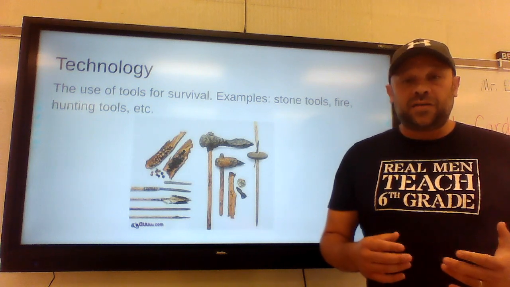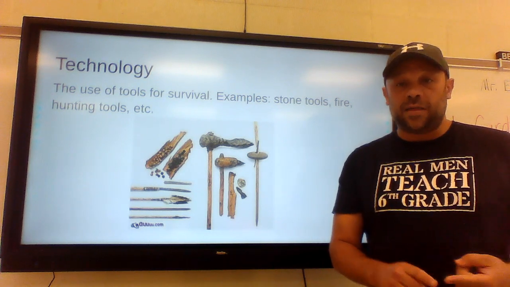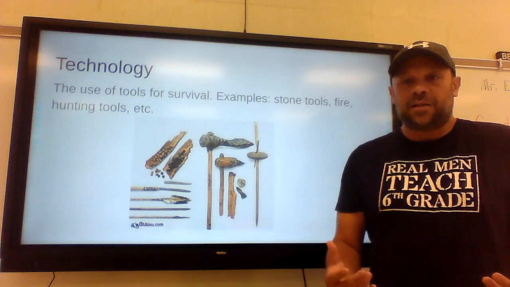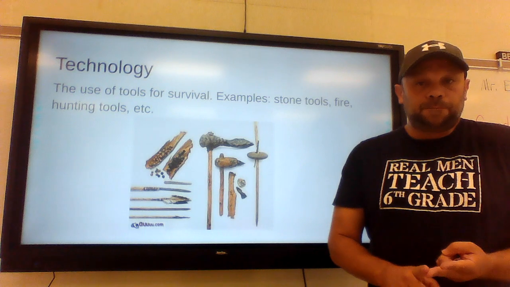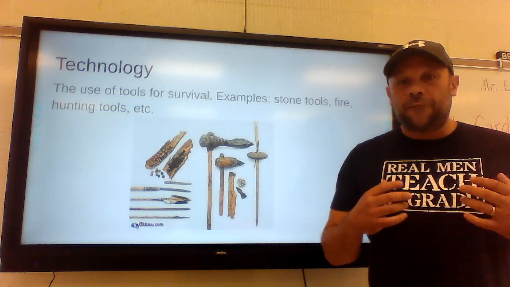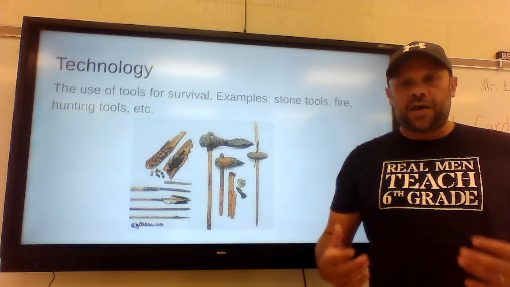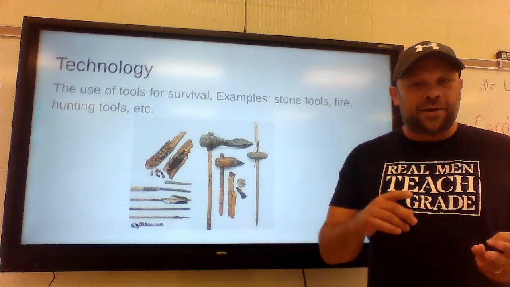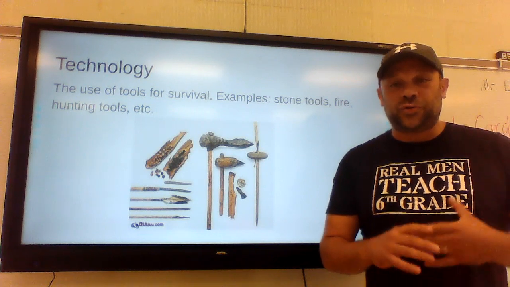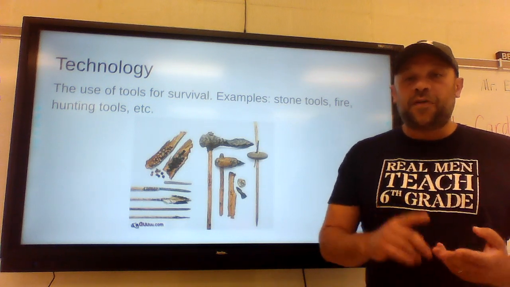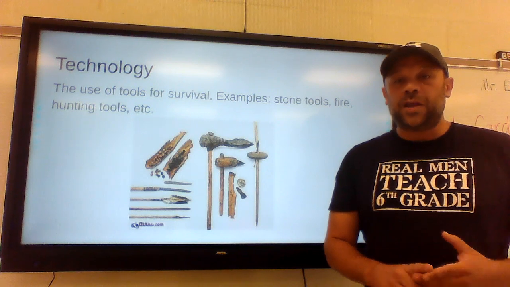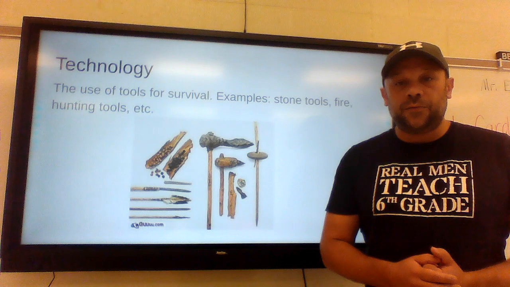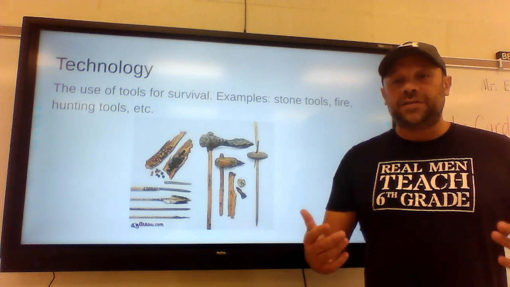Some examples of this are using stone tools to hunt with, to build with, to just perform tasks that make life easier. Fire is considered a form of technology. When we discovered how to make fire, that provided protection during the night, and it allowed us to cook food, so we now have more nutritious foods to eat. Providing hunting tools, so that we could hunt larger and maybe even more dangerous prey so that we had food to eat. All of this because of technology.